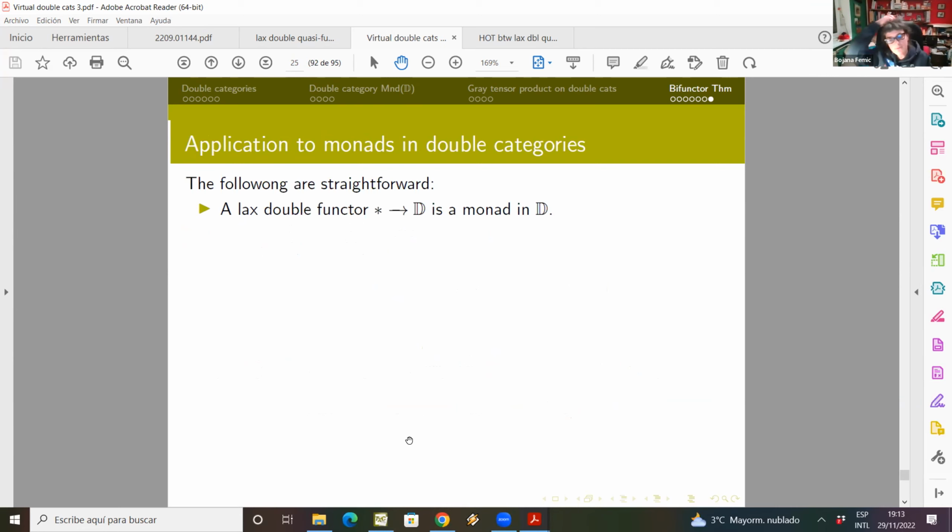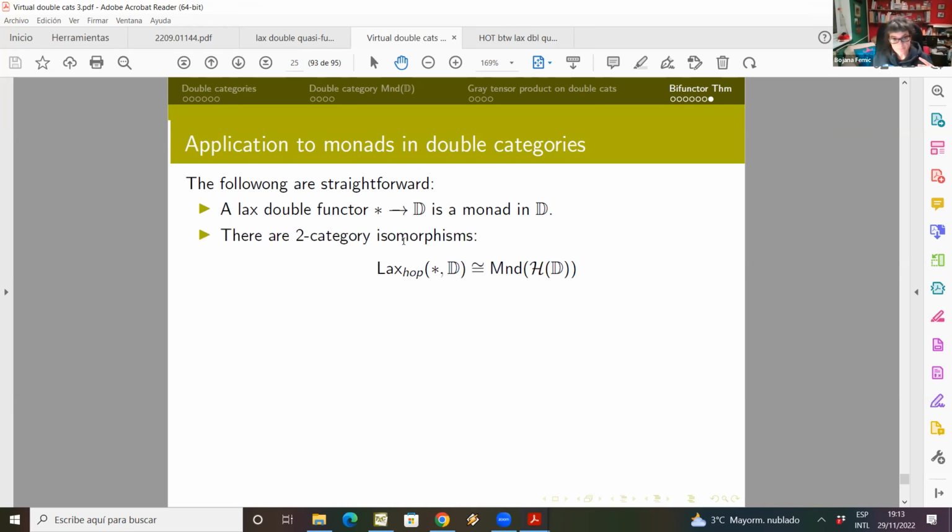So to start with, remember that Bénabou has observed that a lax functor from the trivial two-category into any two-category is just a monad in the codomain two-category. Well, then it is immediately seen that the analogous statement holds for double monads. So I just record this fact for double categories, but actually you can lift it.